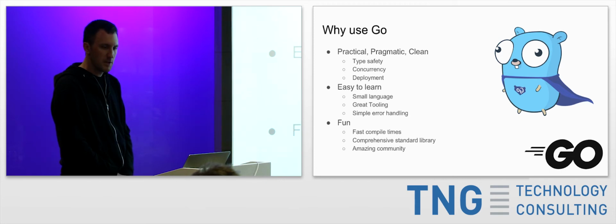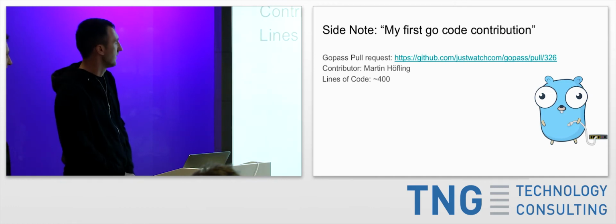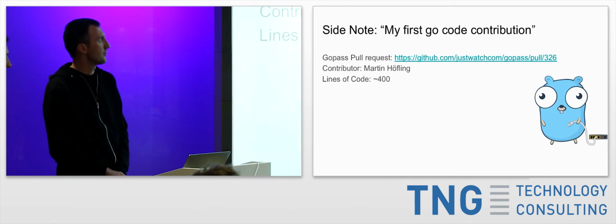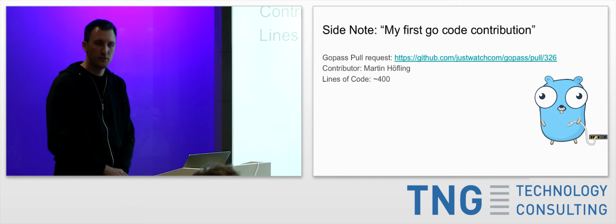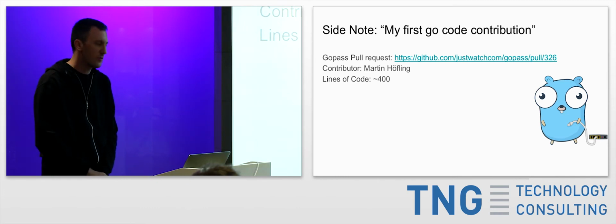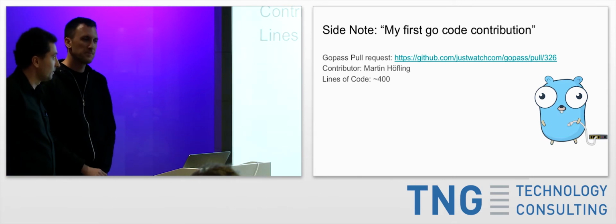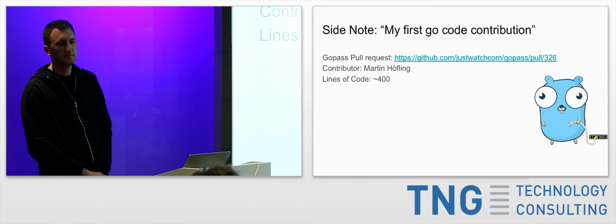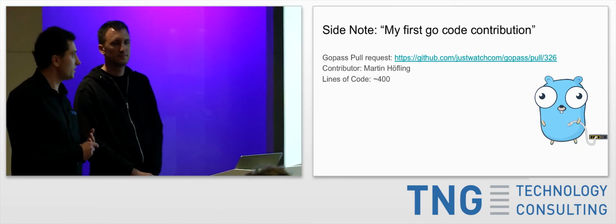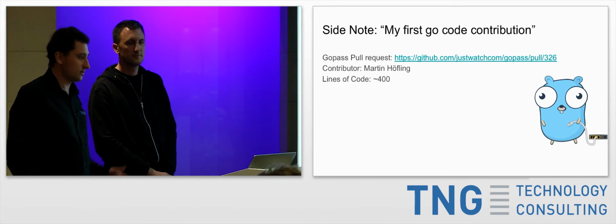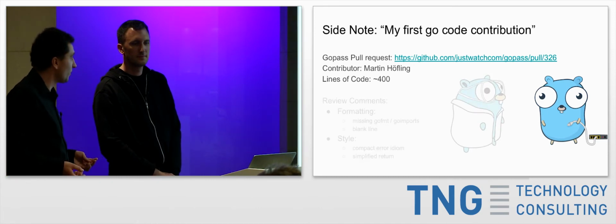So we have an example of why we think Go has pretty great accessibility. Martin made his first Go contribution to gopass, and it wasn't actually small. Maybe you can explain a bit. Yeah, I basically wrote from scratch this API that builds the API towards the browser, and it's roughly 400 lines of code. So that was my first, more or less, production Go code.